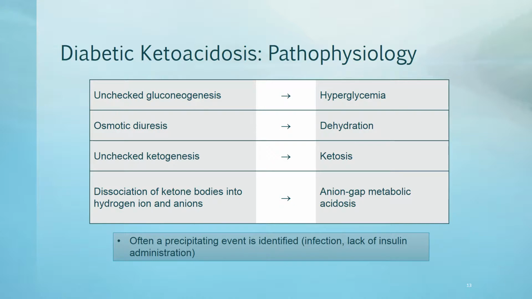This diagram here is just breaking it apart, giving you an idea of what happens. So we have unchecked gluconeogenesis, which leads to hyperglycemia, any blood glucose greater than 250. Then we have the osmotic diuresis, which is going to cause dehydration, and I explained that a few slides back. Then you have the unchecked ketogenesis, which is going to create these ketones. And then we have the dissociation of ketone bodies into hydrogen ions. I talked about the anions. Then it's going to cause an anion gap metabolic acidosis.